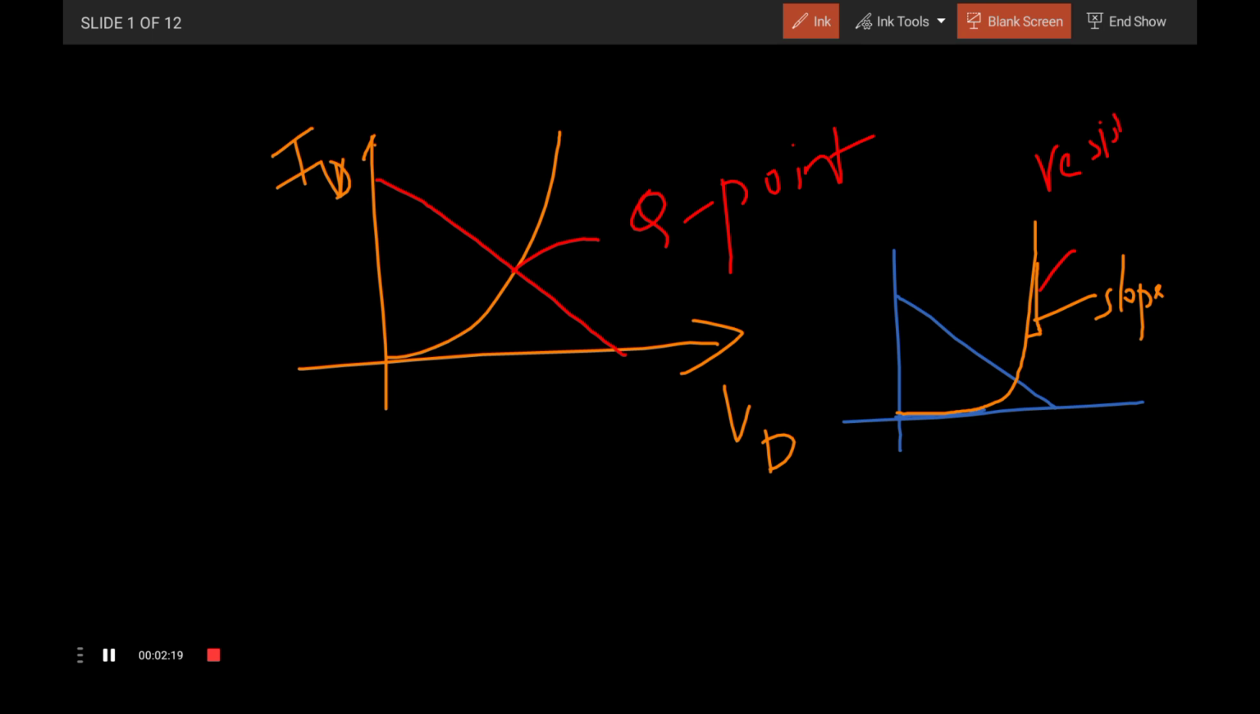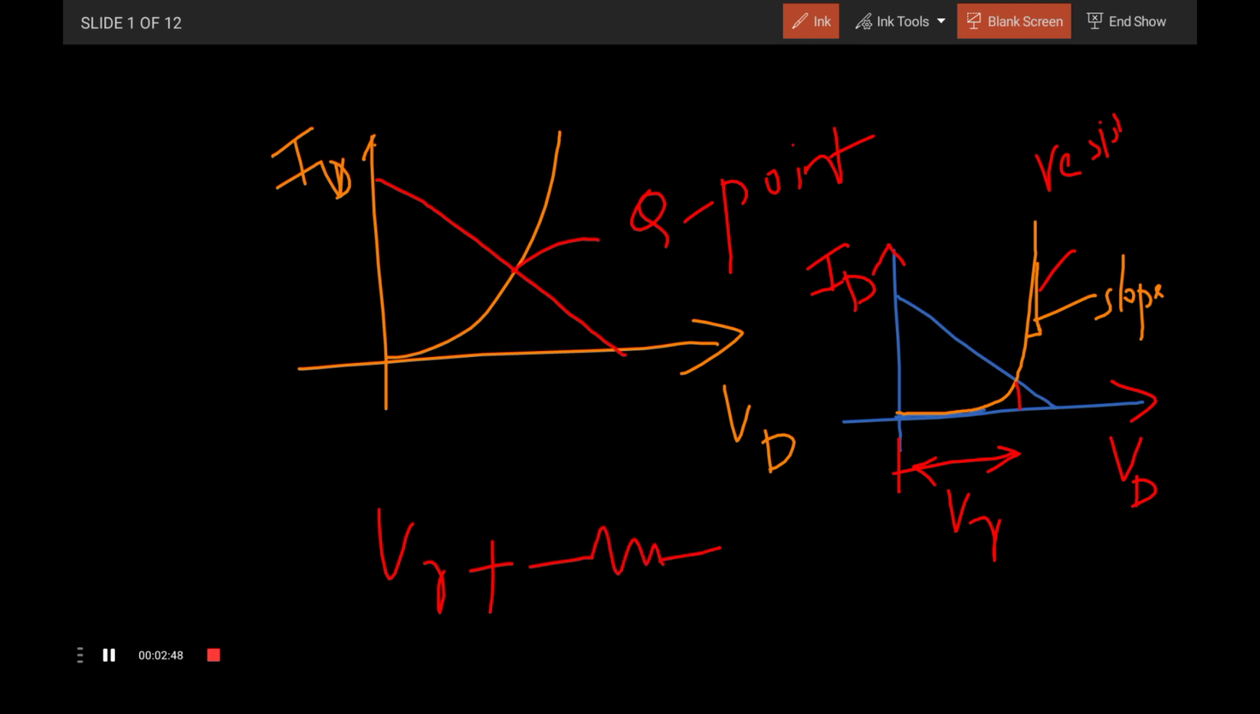Wherever the diode starts conduction, this point is generally called V gamma. We can also call it the cut-in voltage of the PN junction diode. This is the diode current, this is the diode voltage, and this is V gamma. If you want to represent the equivalent model for a diode, it is V gamma plus a resistive nature. This is the V gamma, plus the resistance. This is the equivalent circuit for a diode.